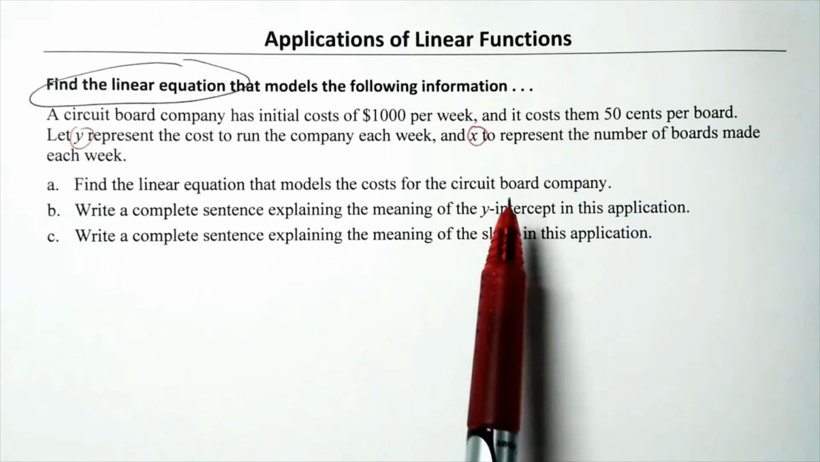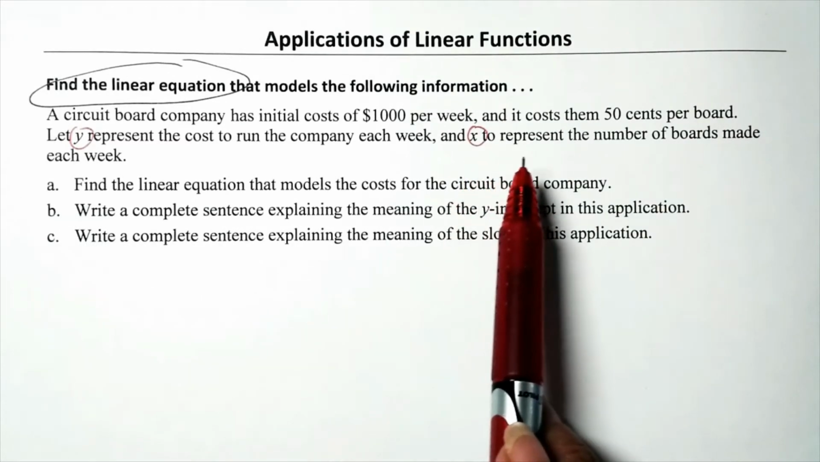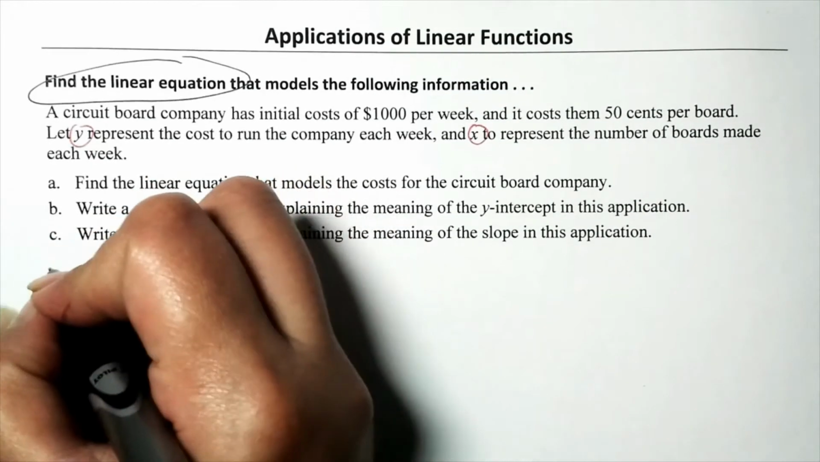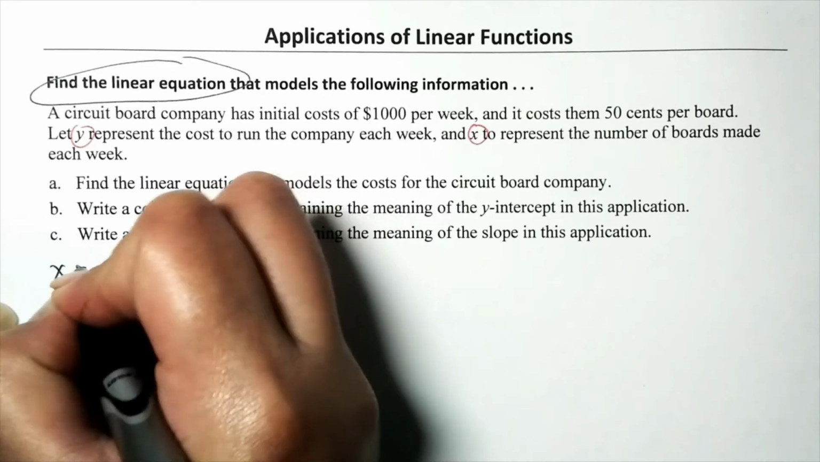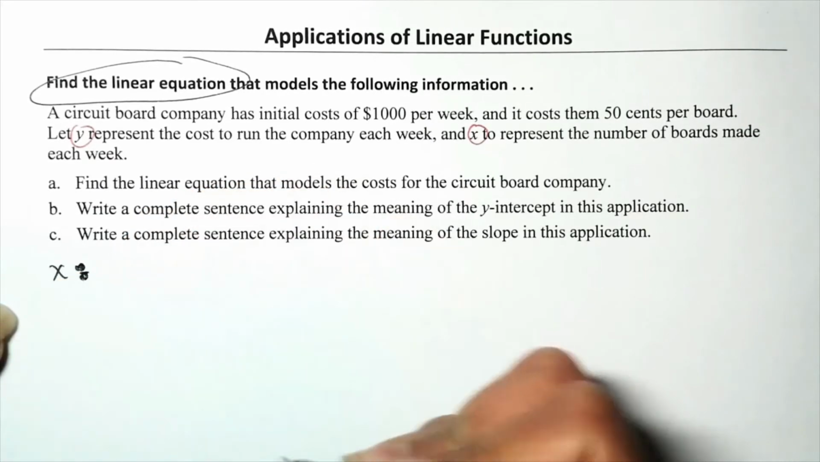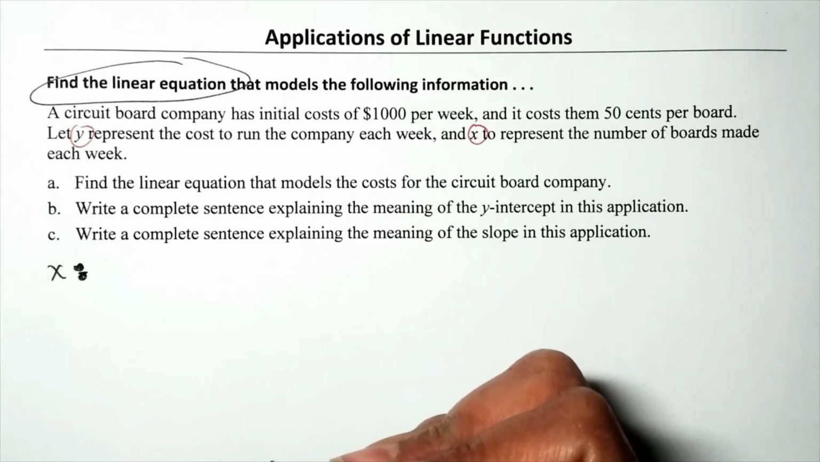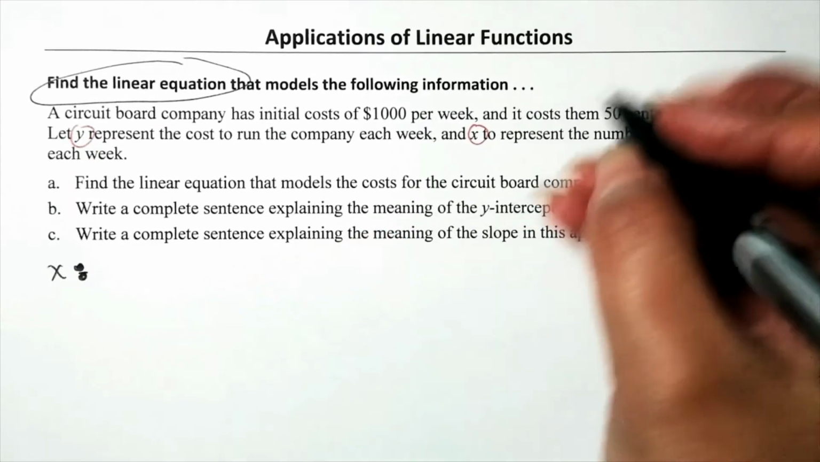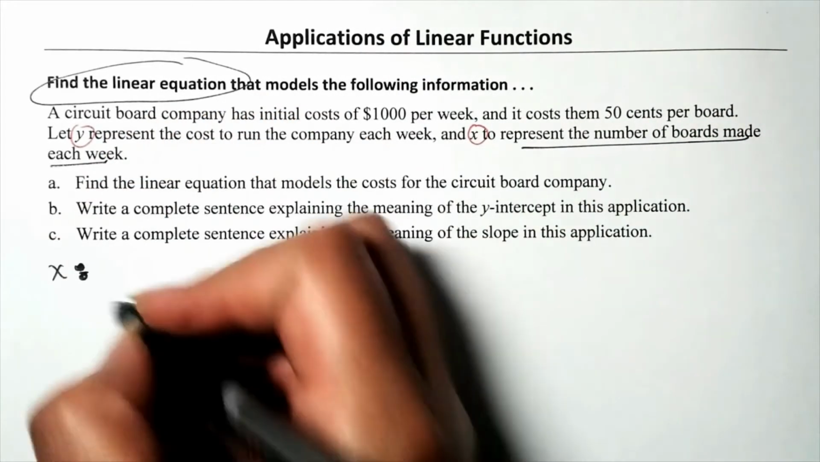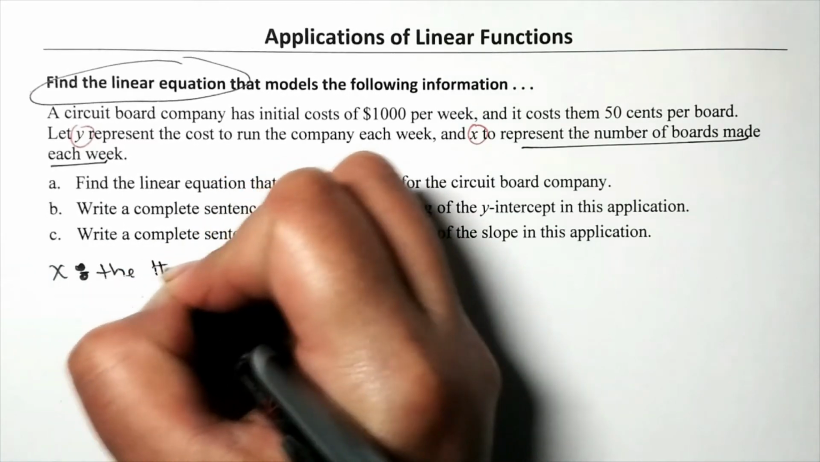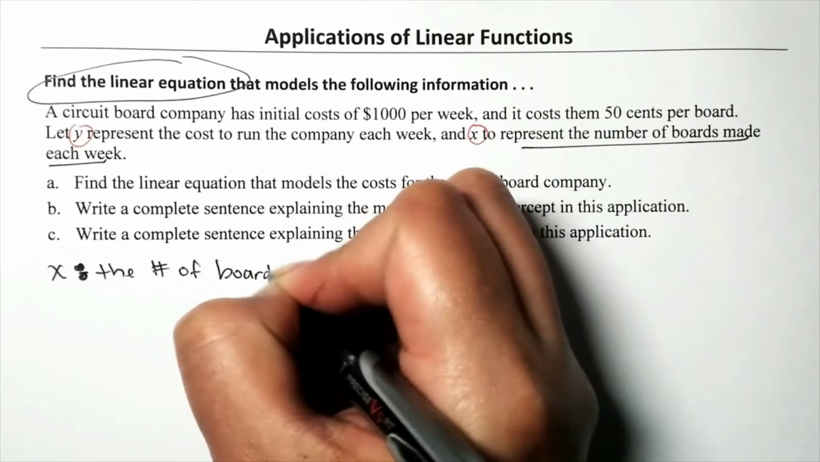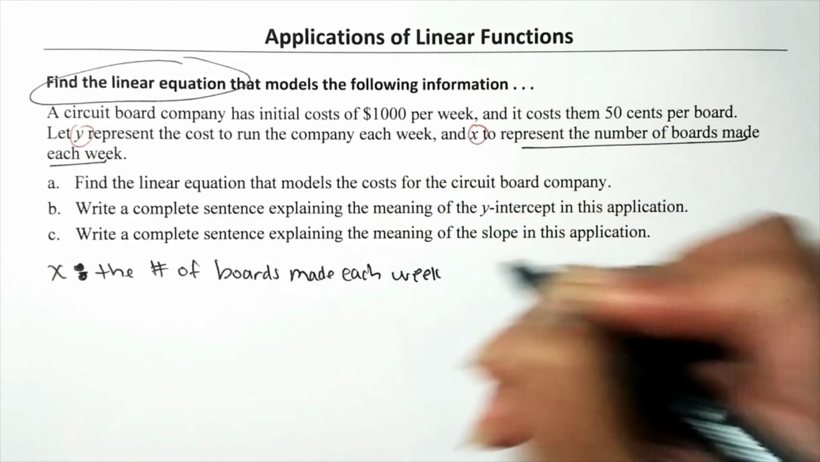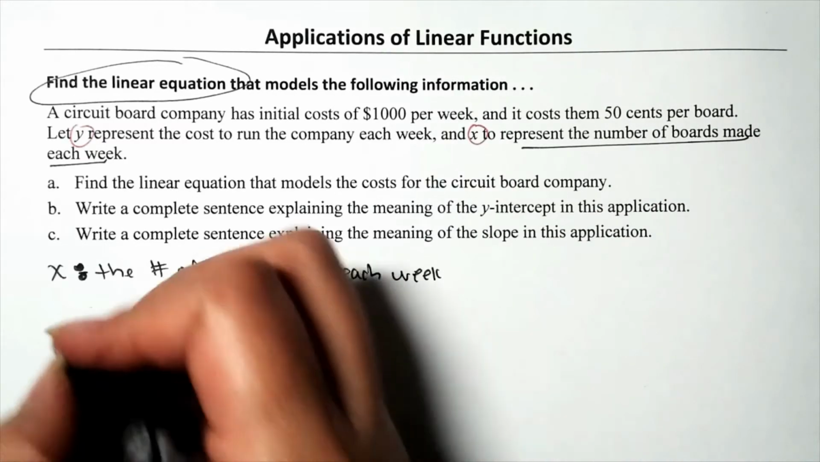So let me start off with X. What does X represent? Let X represent the number of boards made each week. Let me write that down. Okay, so I'm not going to use a let statement, I'll just put a colon. That's the ugliest colon ever. All right, so what does X represent? The number of boards made each week. I'm going to underline that. Fantastic. Okay, one variable down, one more to go.